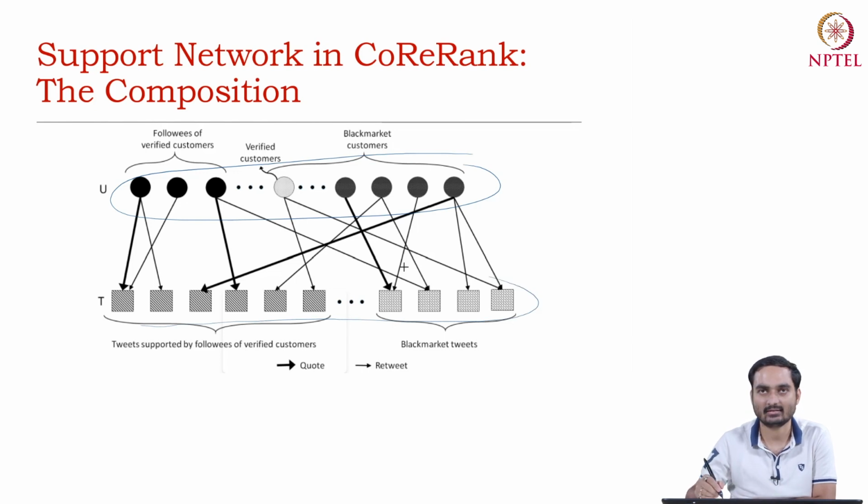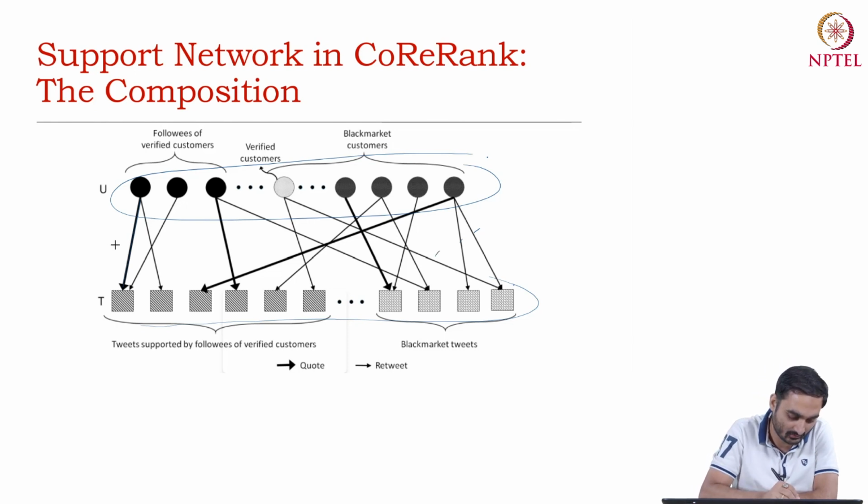So we have a user partition and a tweet partition, and then you have two kinds of edges. One is a retweet edge, the other is a quote edge. These bold lines are quote edges, and the thin lines are retweet edges, and we have WQ weight and WR weight.